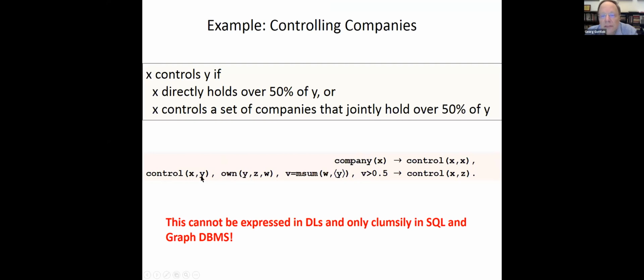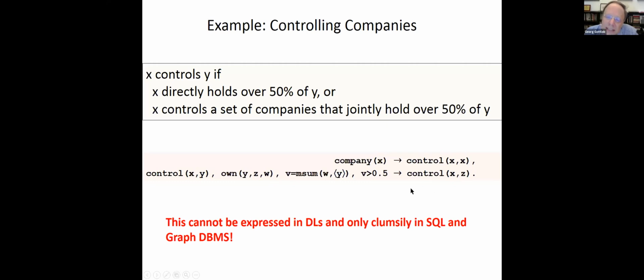If X controls Y, and if Y owns fraction W of a company Z, and if we sum now over all these Y's, and over all these W for all these Y's, so that's a kind of group by and aggregate function here. And if the sum of this is greater than 0.5, then X controls Z, okay? So this is a typical recursive rule.